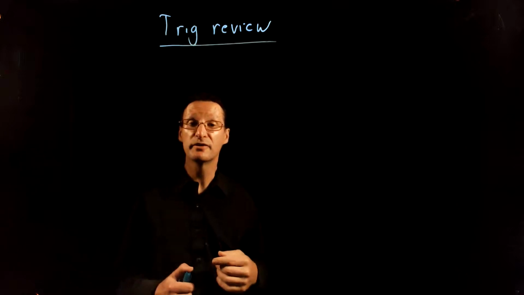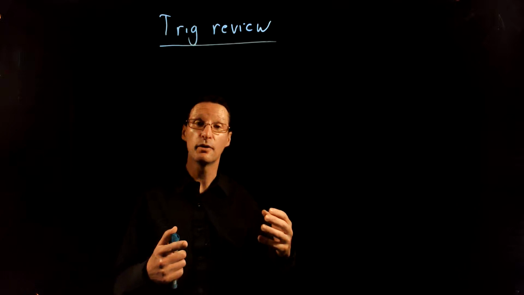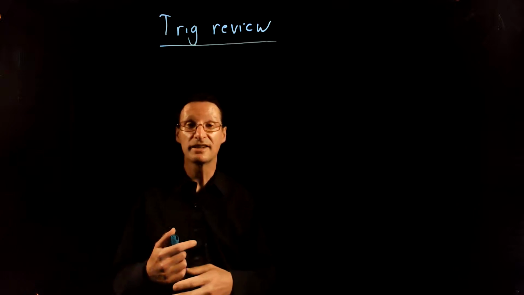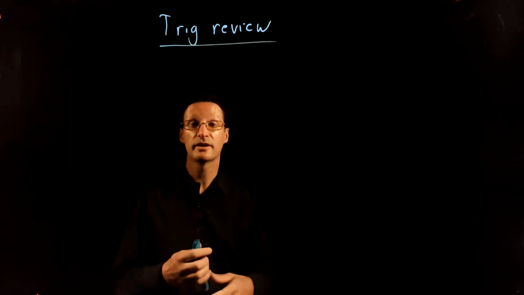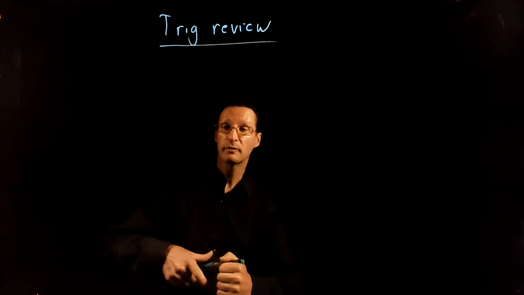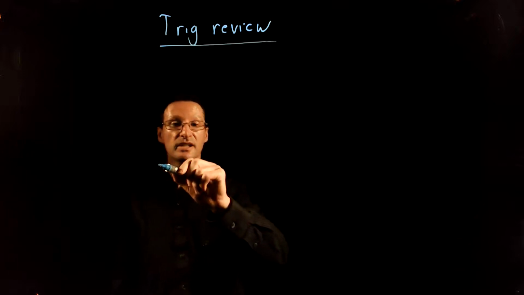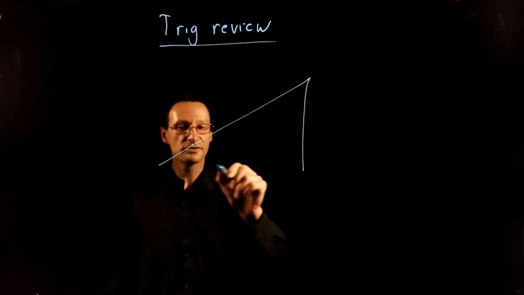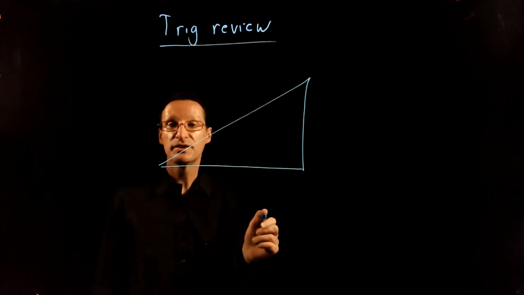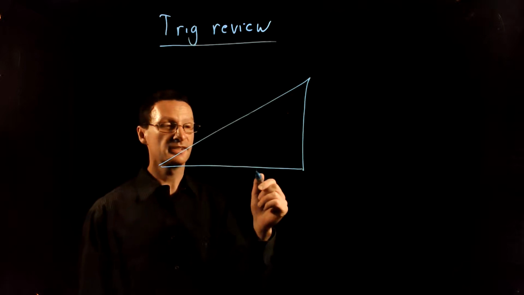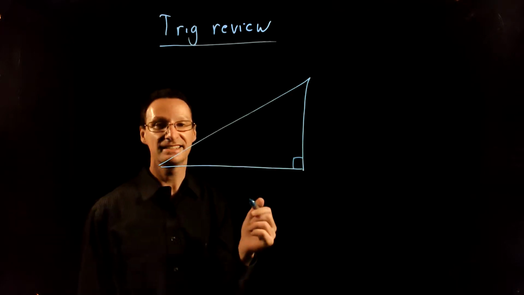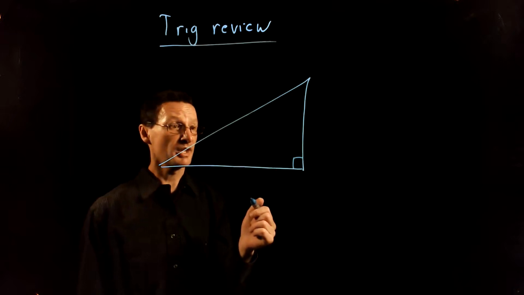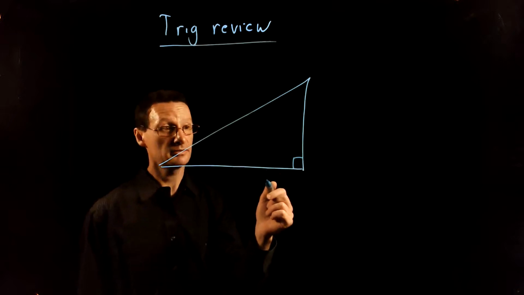Let's do a quick trig review of some of the ideas and principles you need to know from trigonometry and right triangles in order to successfully resolve vectors into their components. You recall that when we resolved vectors into their components, we always found a right triangle that we could use to find the values of the sides. And the defining characteristic of a right triangle is that it has a right angle, that is a 90-degree angle.